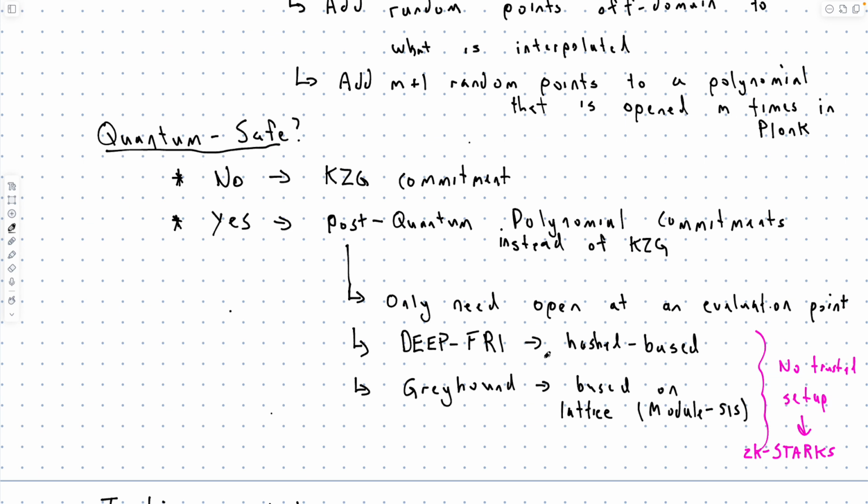The second is from a performance perspective. DEEP-FRI is way worse than KZG. It's not constant time. It's constant size, sorry, but when you open, the opening proof is not constant in the degree of the polynomial, and the amount of time the verifier has to take is also not constant. It is logarithmic. Logarithmic is super close to being constant, but it's not quite constant.